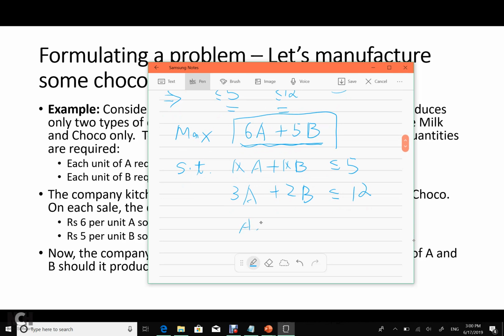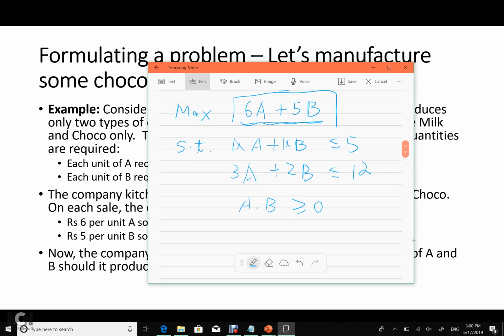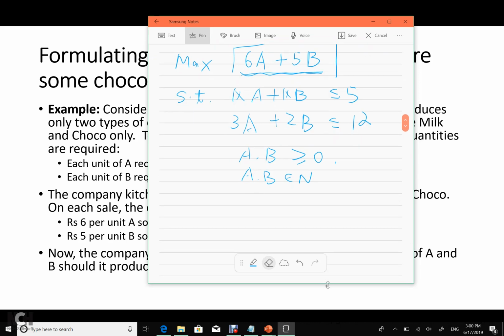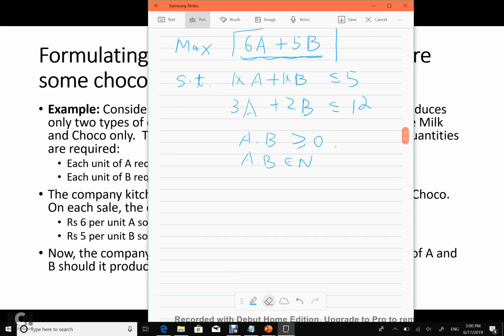And also A and B should be larger than or equal to 0, right? And if you want to emphasize this is integer, A and B belong to N. Okay, so this will formulate a mathematical linear programming model. Now the question is whether it is solvable or not solvable, right? We can use a graphic method to check that. It also corresponds to different slides later.